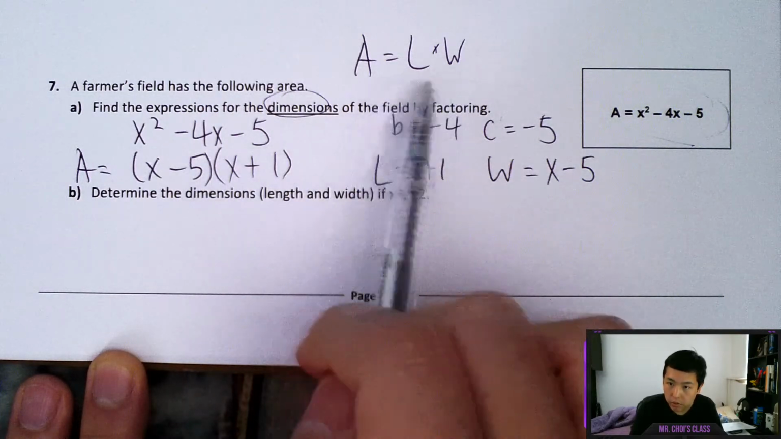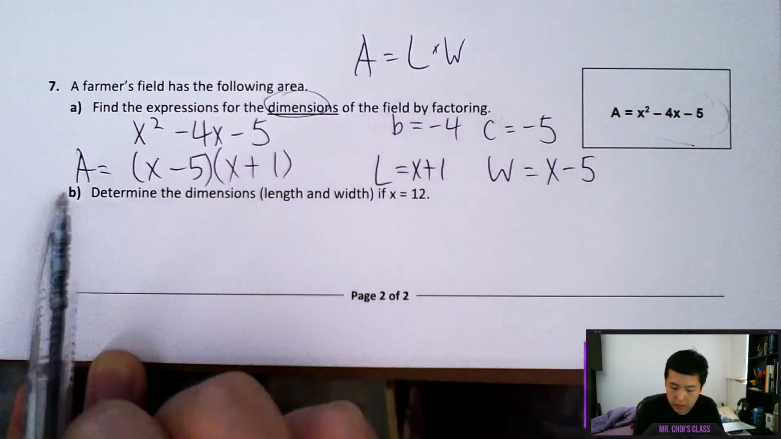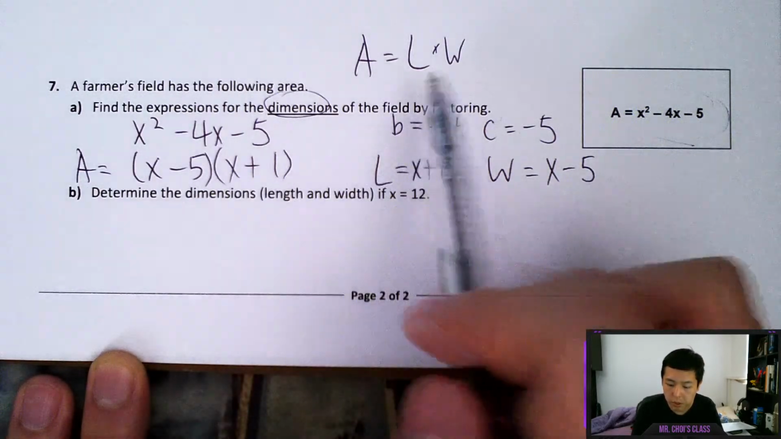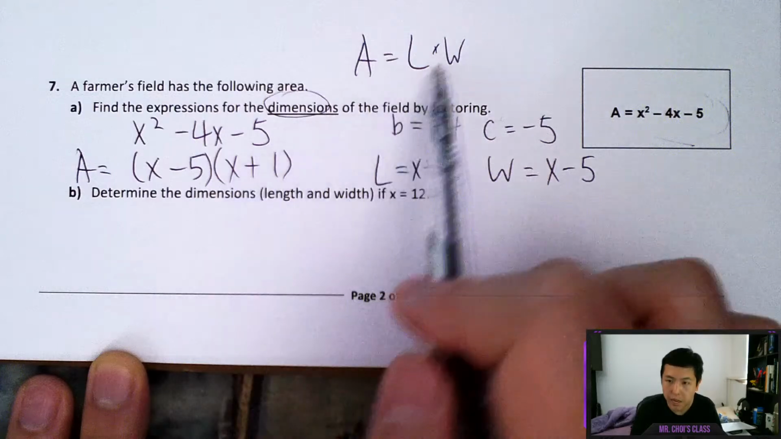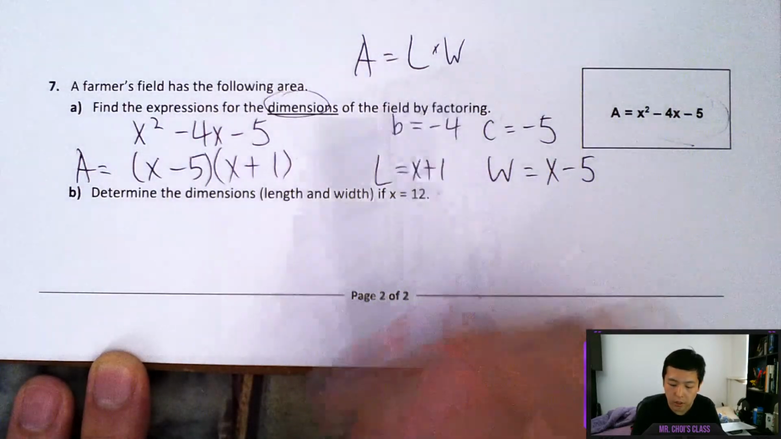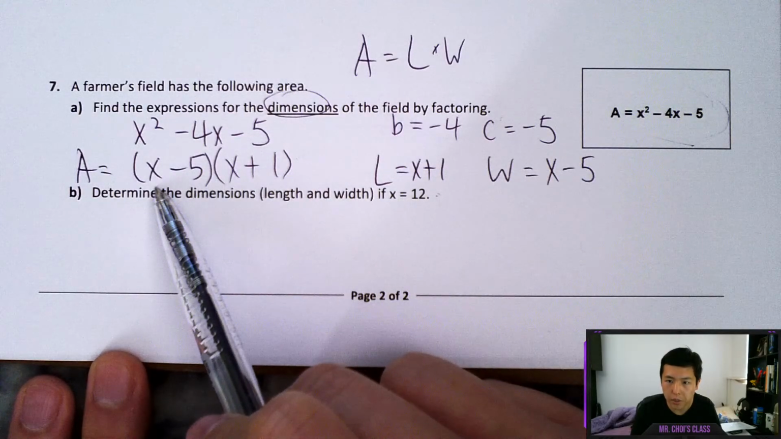So look here. You notice that this and this look very familiar. It's two things multiplying to each other, which means each thing must match. So I'm saying x plus 1 is length because that's longer, and the width is x minus 5.